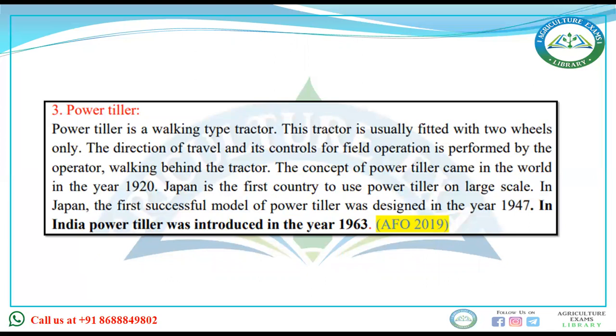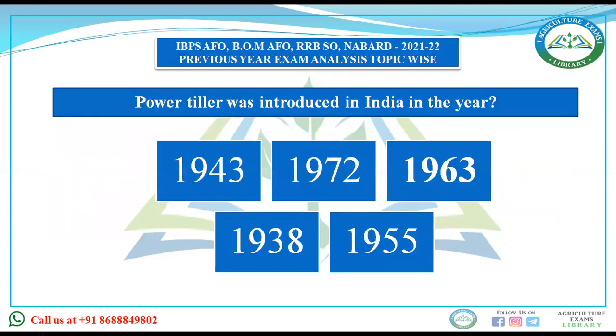Let's see what is meant by power tiller. Power tiller is a machine which is used for field operations, and it is a walking type tractor, which contains two wheels. The concept of the power tiller came in the world in the year 1920. The first successful country which designed the power tiller is Japan, in 1947. And when it comes to India, the power tiller was introduced in the year 1963. So the answer is 1963, option C.